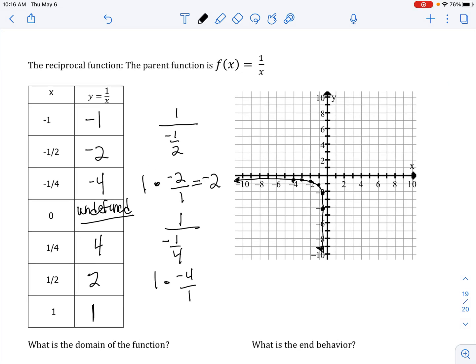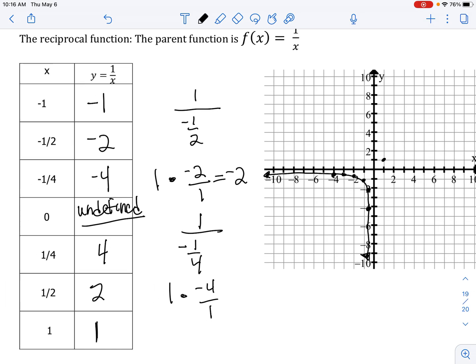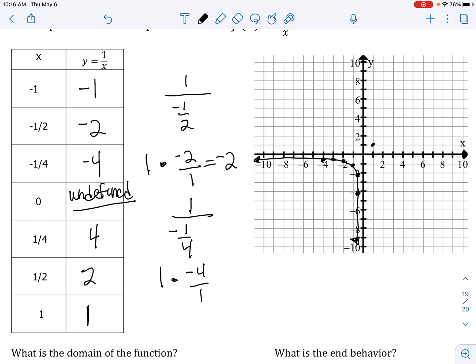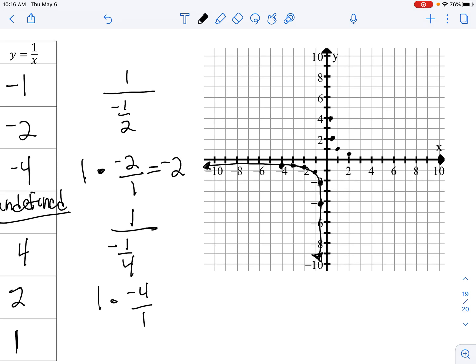The 1 over x graph is symmetrical within the coordinate plane. So we're going to get that same type of branch in the first quadrant. So again, we've got 1, 1, right? We've got 1/4, 4, 1/2, 2. And then again, if we plug in 2, we're going to get a half. 3, we're going to get a third, a fourth. And so you see that the second branch is symmetrical. We call this symmetrical through the origin. Symmetry through the origin, okay?